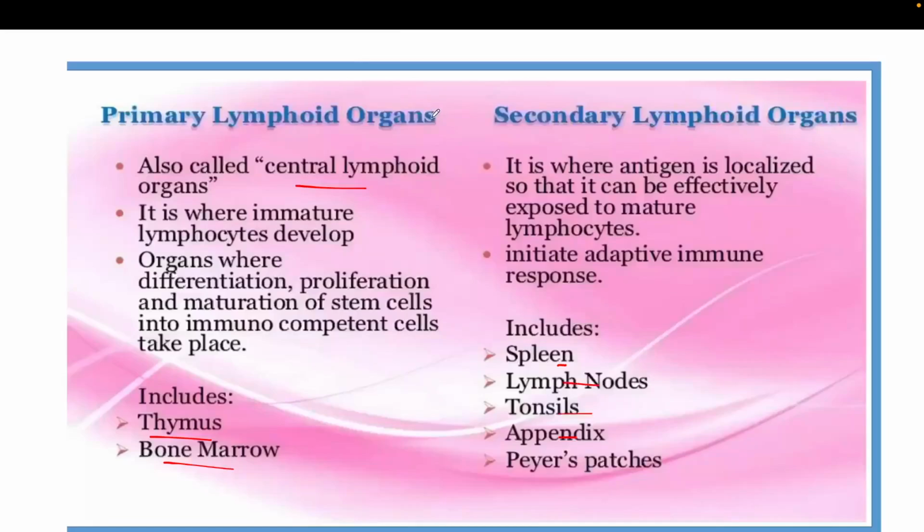Okay, and the positive and negative selection, all those things will happen here, and after that it will migrate to the secondary lymphoid organ, where it will encounter the antigen, and based on what kind of antigen it is encountering, it will proliferate its number. Okay, that is called the clonal propagation.